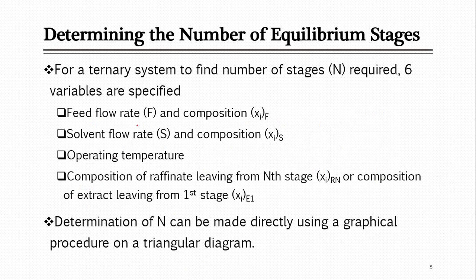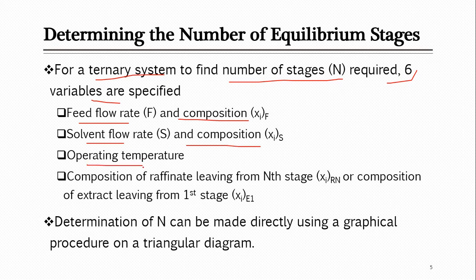Then we discussed briefly that for a ternary system, to find the number of stages, 6 is the degree of freedom. So 6 variables will be needed, and the various variables are discussed in your book, you can check there. But the system you will most commonly come across contains these 6 parameters. Out of those, feed flow rate and its composition are 2 parameters. Then solvent flow rate and its composition make 4, then operating temperature is the 5th one, and then there is the 6th one we are looking for.